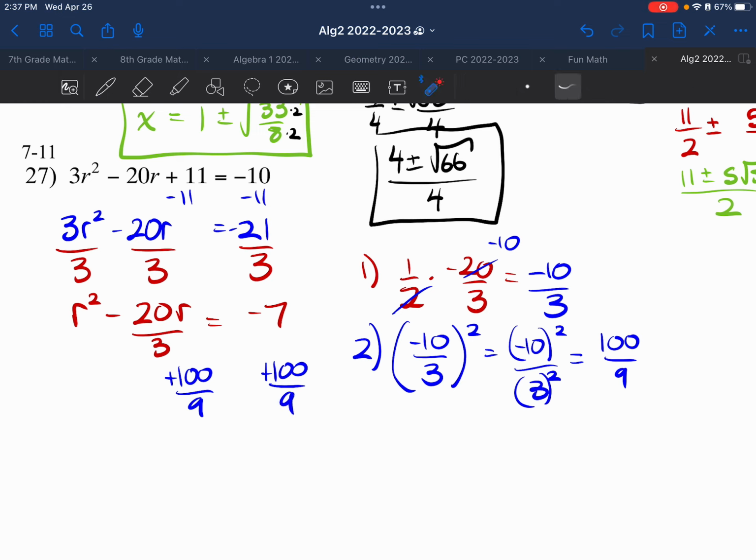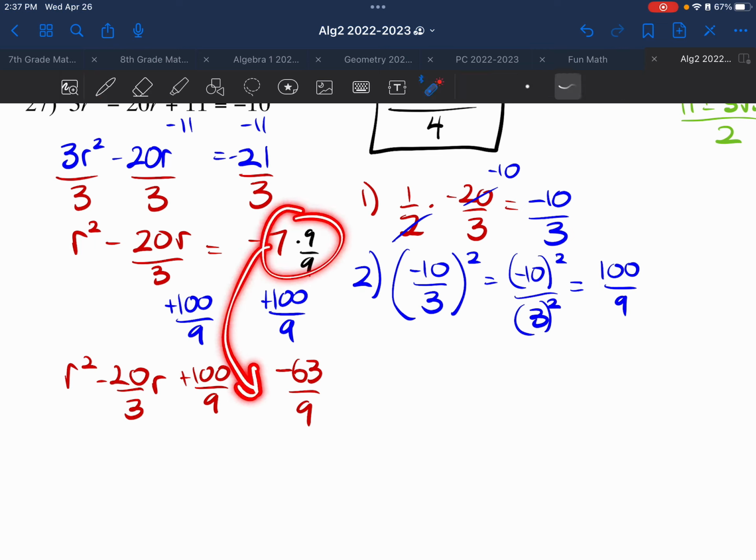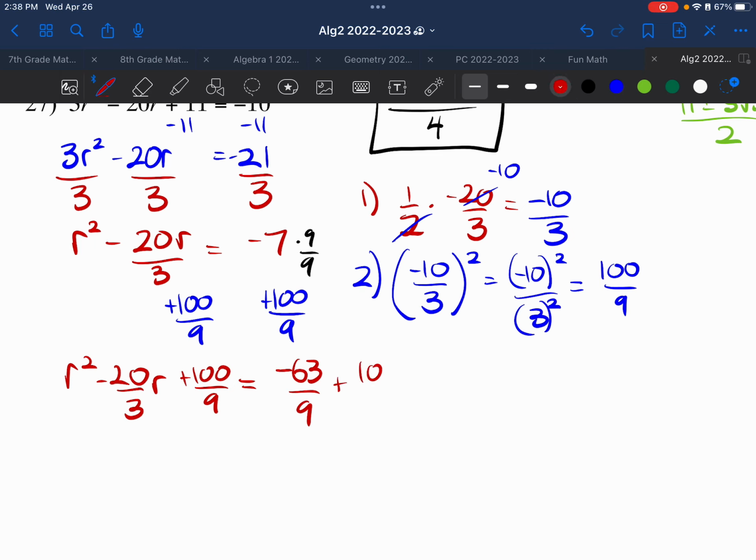Notice that this negative 7 is not ready to add to this fraction because they don't have the same denominator. One's a denominator of 1, one's a denominator of 9. So to fix that, I need to multiply this by 9 over 9. And a lot of things are happening. Let me go a little bit slow here. I have r squared minus 20 over 3r plus 100 over 9 on the left-hand side. The right-hand side is going to be negative 63 ninths, because that's this right here, and then plus 100 over 9.